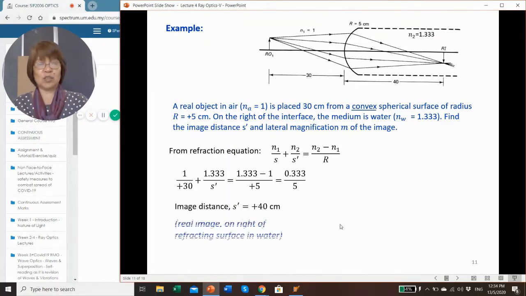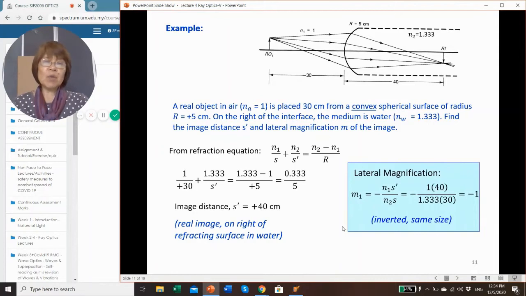real image. And now we want the magnification, so we substitute the values into the equation that we derived for magnification earlier. n1 is 1, s prime is 40, n2 is 1.333, s is 30. That gives us -1. So this image is the same height as the object, and it is inverted with respect to the object.